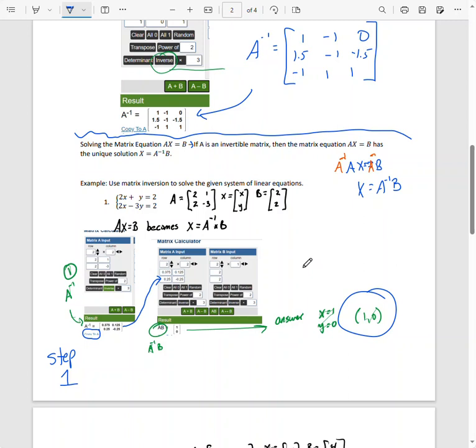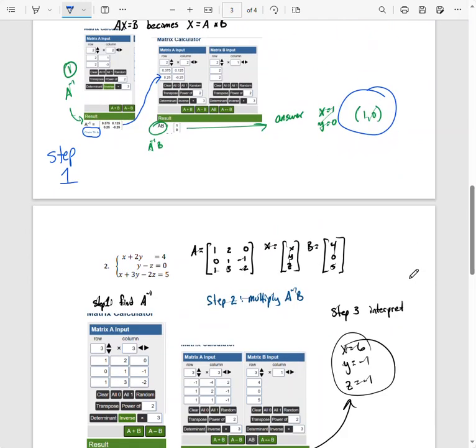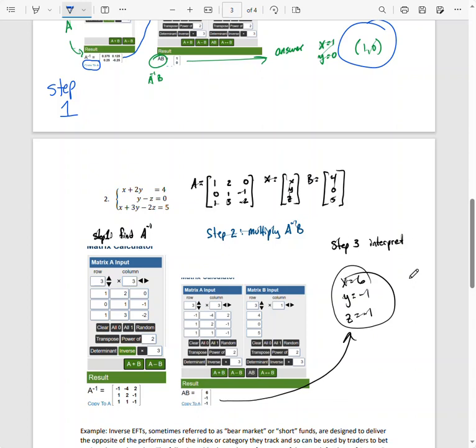This is the slickest way I've ever seen matrix inversion, and I am very thankful for the technology we have as we're doing things like this.